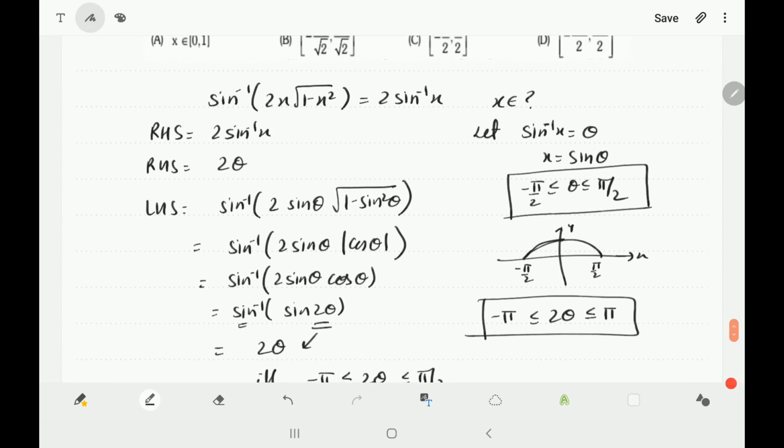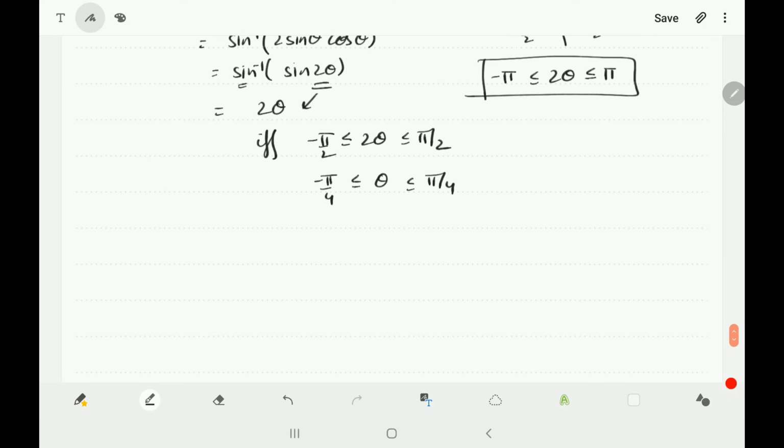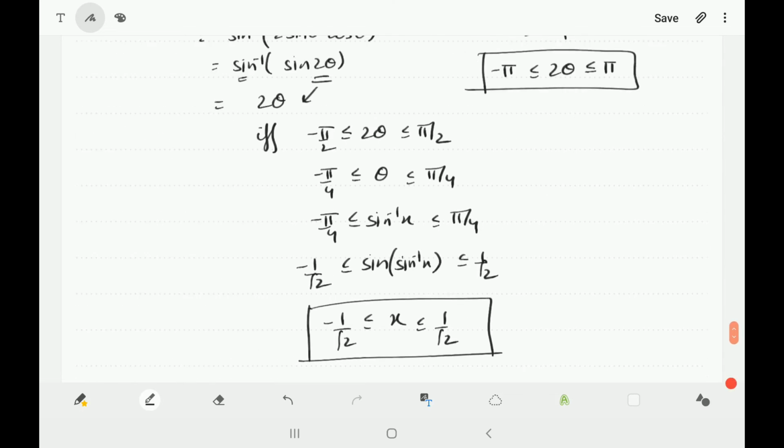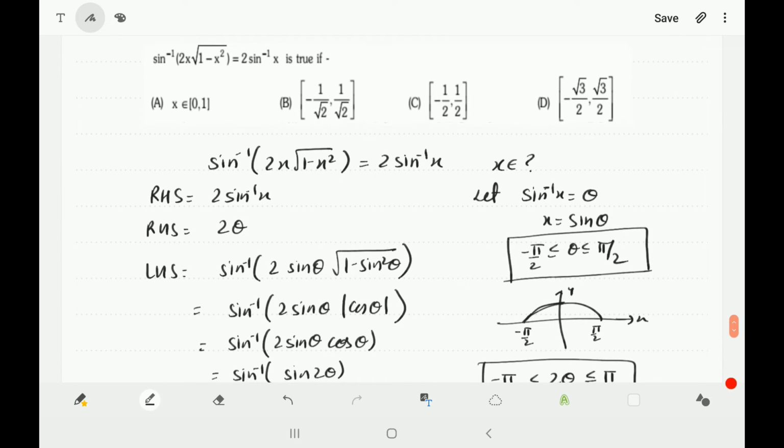So we have to find the values of x. Theta is sin inverse x only, so sin inverse x is from minus pi by 4 to pi by 4. Once you take sin on that, sin of sin inverse x, because sin is an increasing function in this interval, the inequality won't change. So we will have the values of x from minus 1 by root 2 to 1 by root 2. So the answer for this problem will be option B. I hope it is clear.